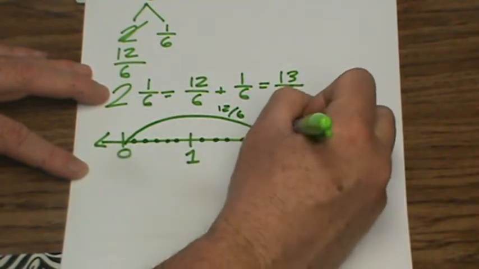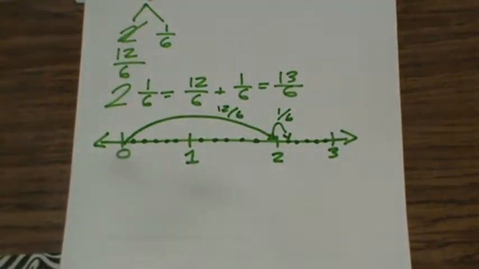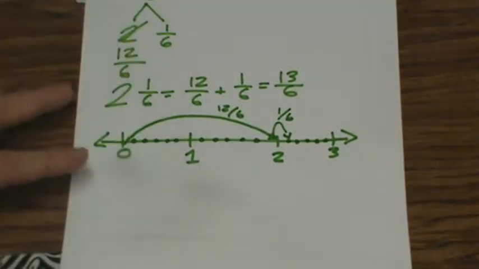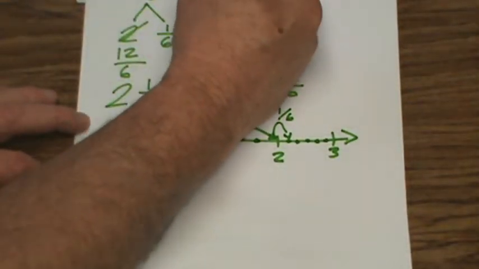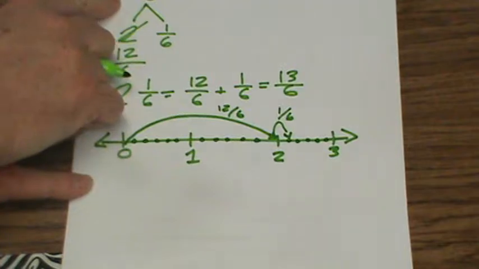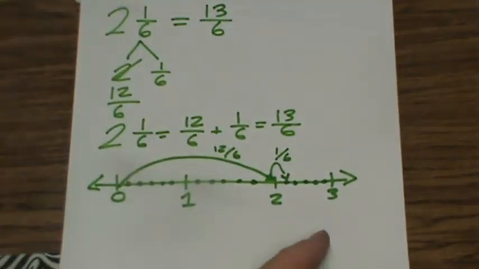12/6, and then another 1/6 to get that 13/6. So we can see that 2 and 1/6 is equal to 13/6. That's the mixed number, and that is the improper fraction. So go ahead and erase your whiteboard, or get another piece of scratch paper. If you can still work on that scratch paper, that's fine. We're going to do another one here.